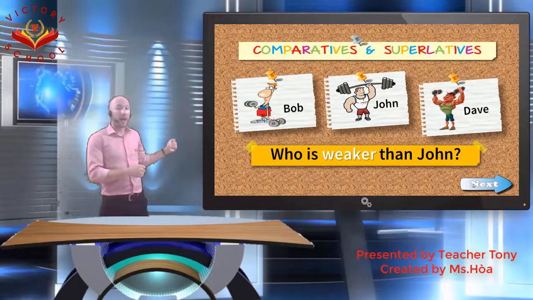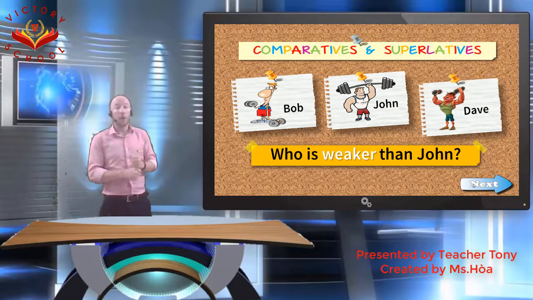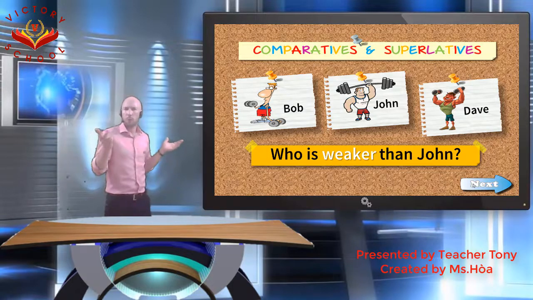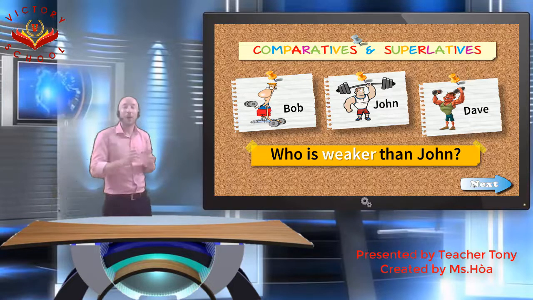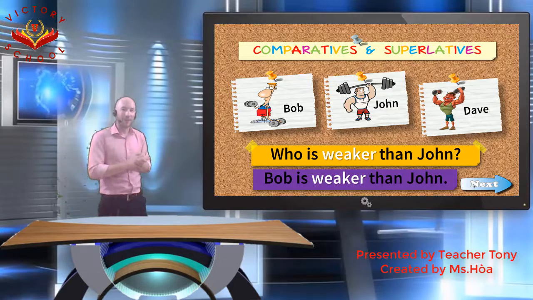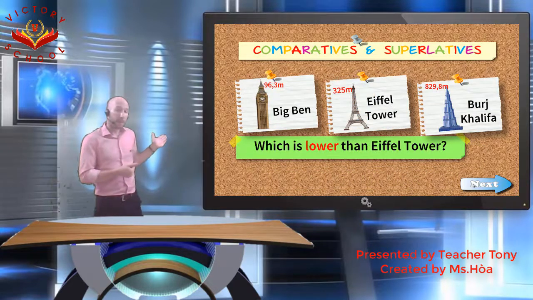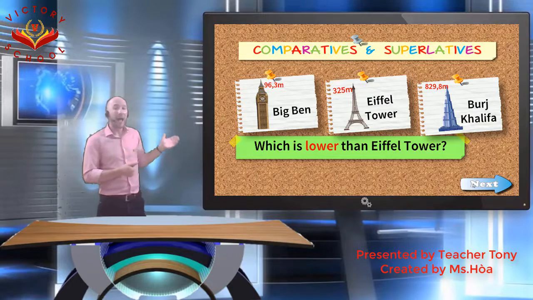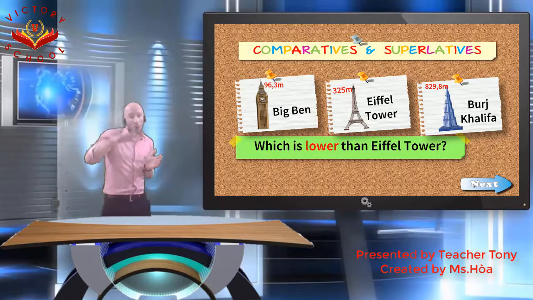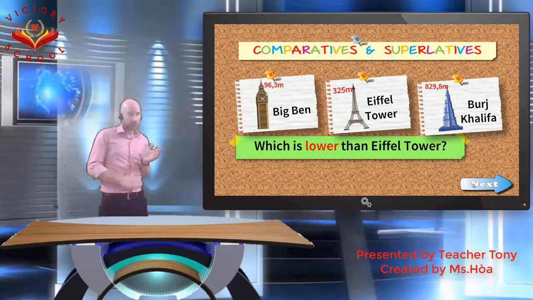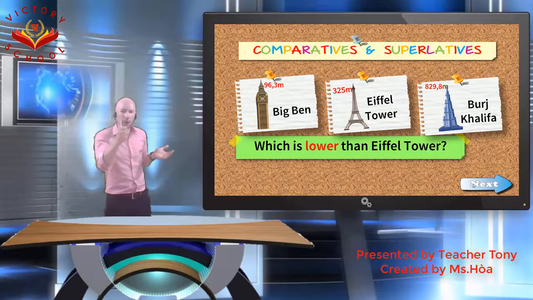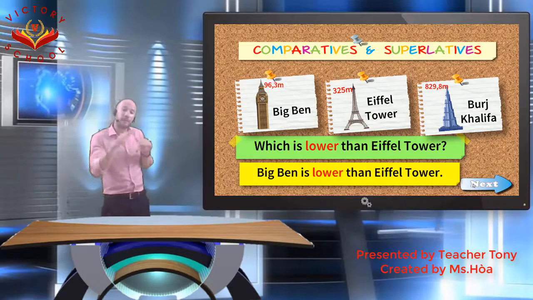Again, we have Bob and John and Dave. Who is weaker than John? Weaker. Good. Bob is weaker than John. Well done. Next one. Now we have Big Ben, Eiffel Tower, and Burj Khalifa. Which is lower than the Eiffel Tower? I don't know. Good. Big Ben is lower than the Eiffel Tower.